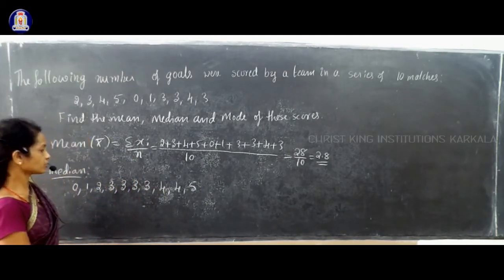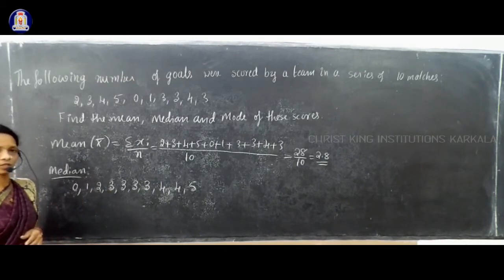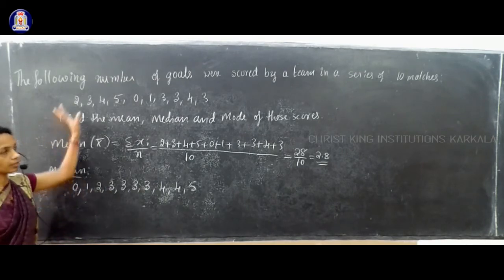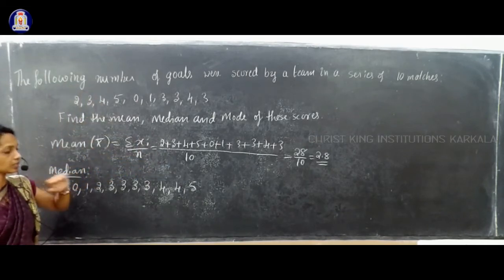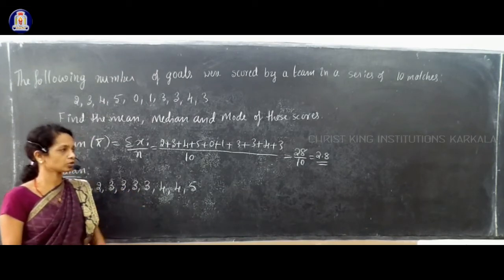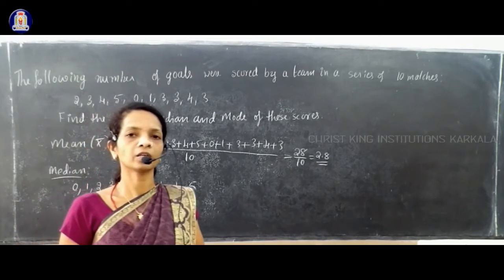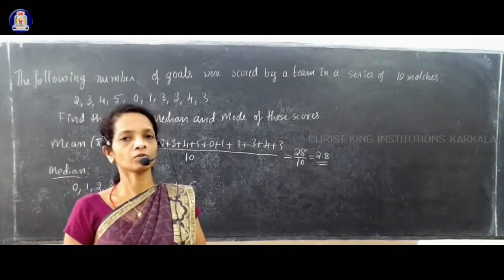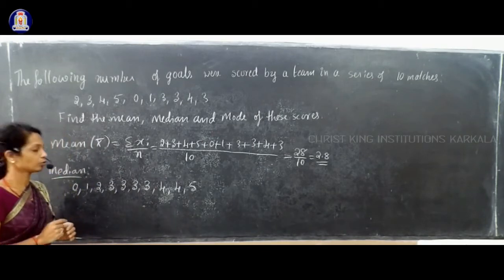Okay, after arranging the data in increasing order, what do you have to see? Since we are given how many data? 10 data, that is even. Even means you have 2 middlemost scores. If there is an odd number of observations, then only one middlemost score will be there. Now you are given an even number of observations, so you have 2 middlemost scores.